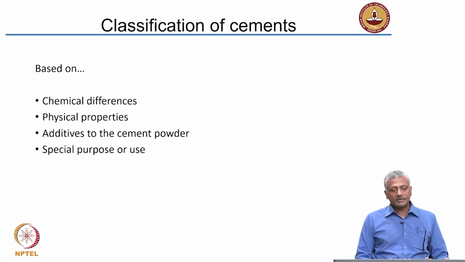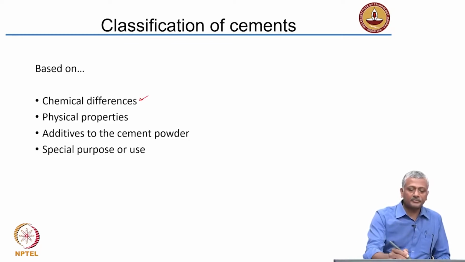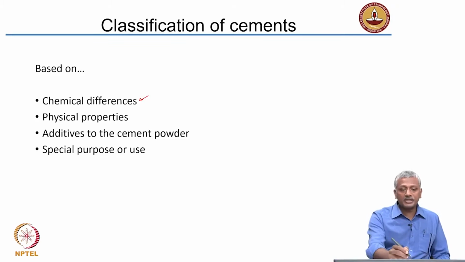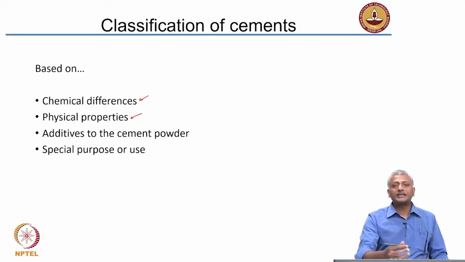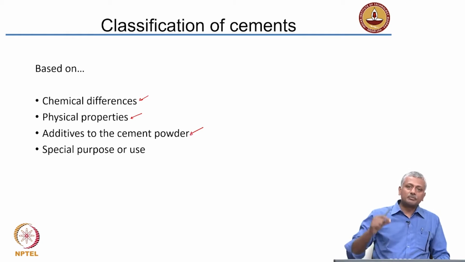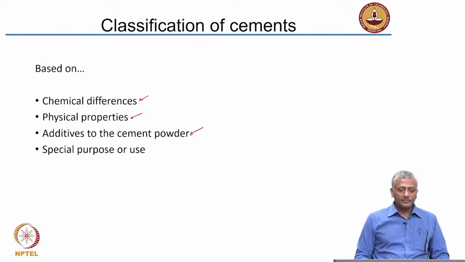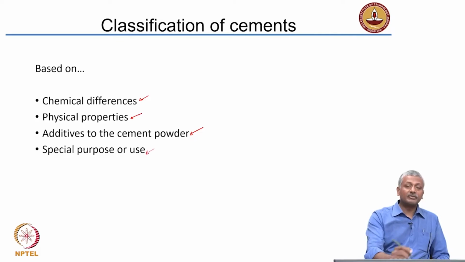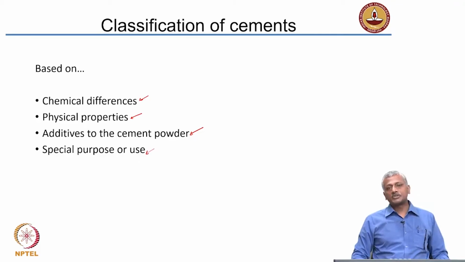So cement can be classified based on differences in the chemical composition, differences in physical properties. For example, some cements are much finer than the others, okay? Differences in terms of sometimes putting extra additives into the cement powder, or sometimes you may have very special purpose cements which are not used for general purpose construction. So let me give you examples of different types of cements here.